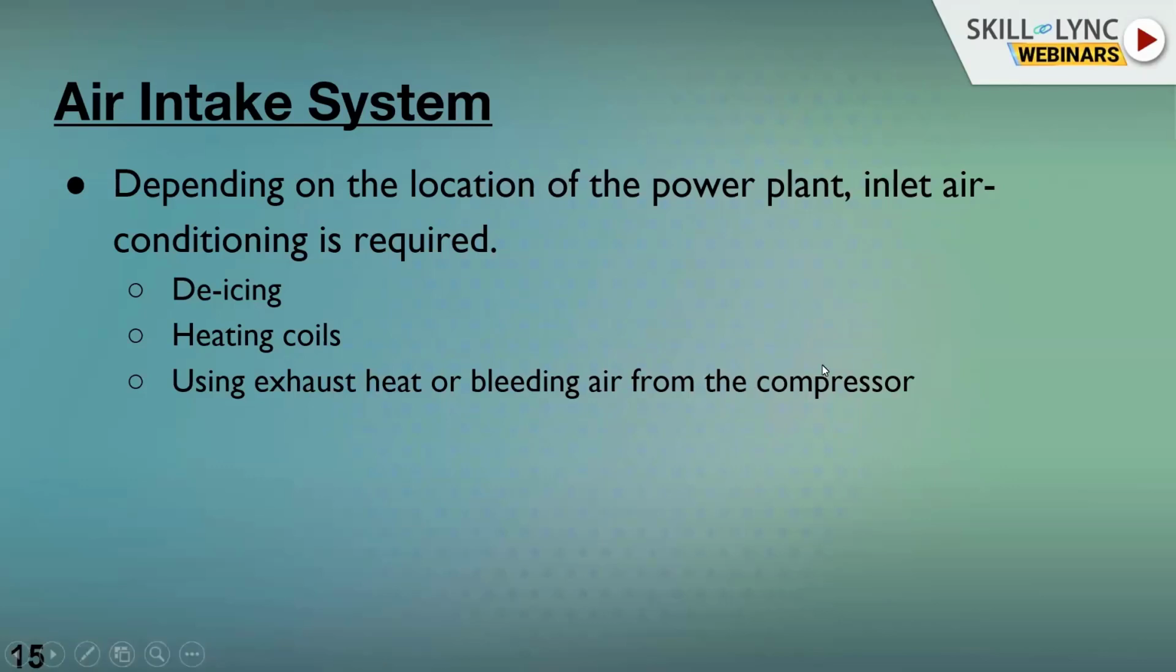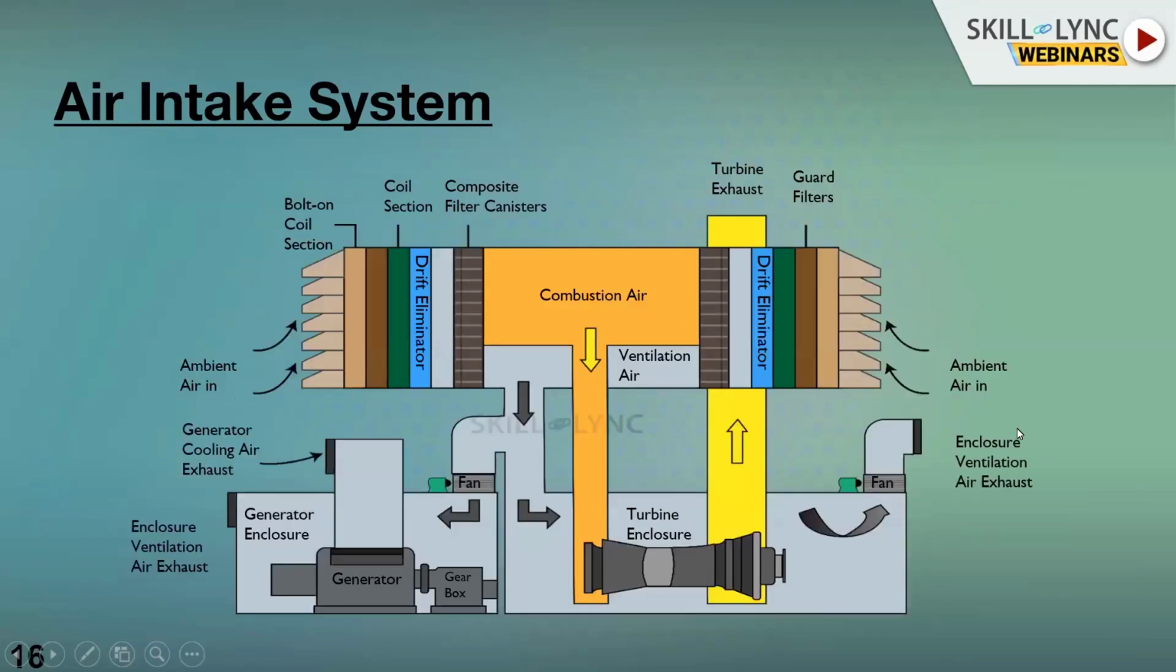From the compressor, what is going to happen at a constant entropy, we are pressurizing it. So when you pressurize air, what happens? The temperature is going to increase. So we can bleed out the air from the compressor at multiple intervals to use it for conditioning of the inlet air. So this is a typical layout of the air intake system.